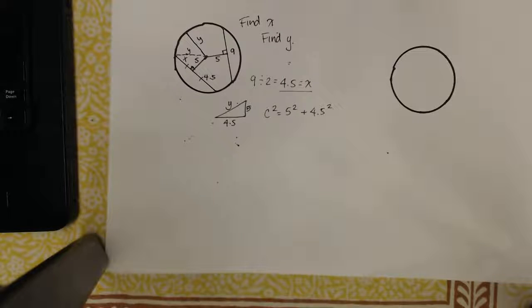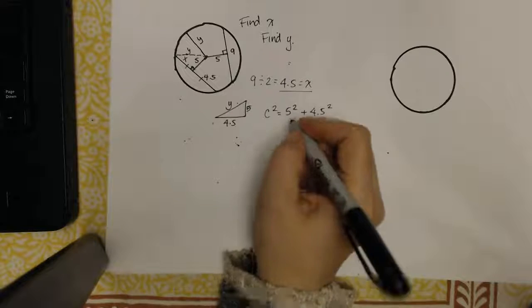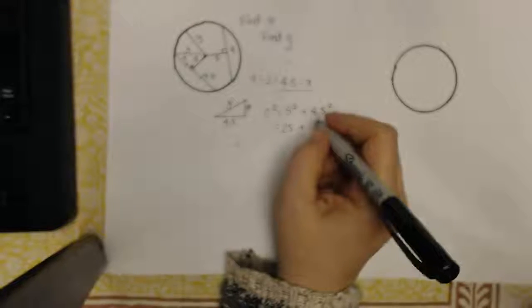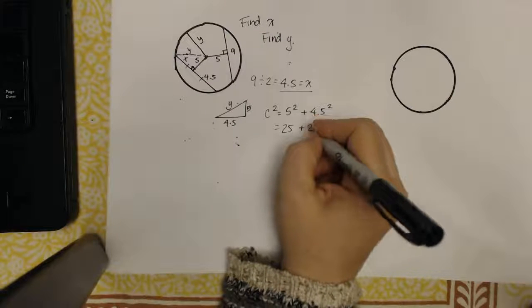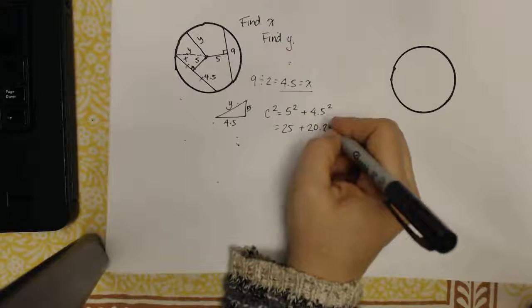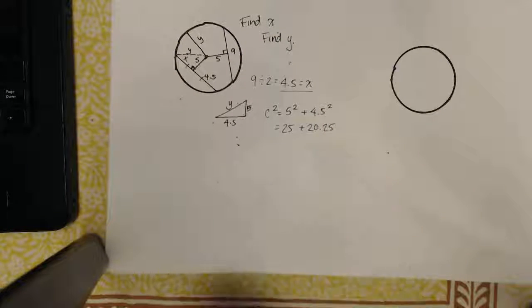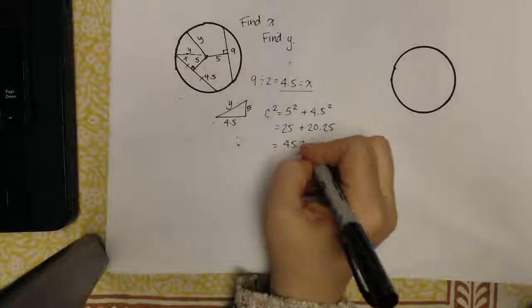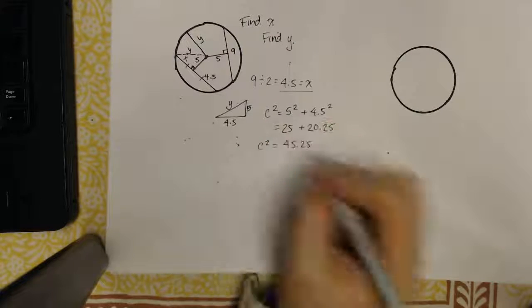So you should all be able to tell me that 5 squared is 25. 4.5 squared, you might struggle a little bit more with. It's actually 20.25. And then when we add those two together, we should get 45.25, which is equal to c squared.